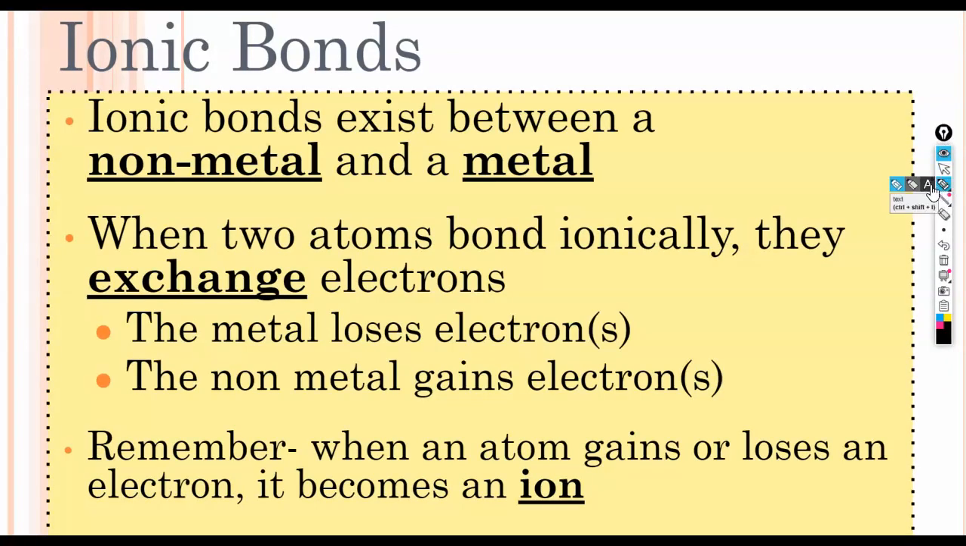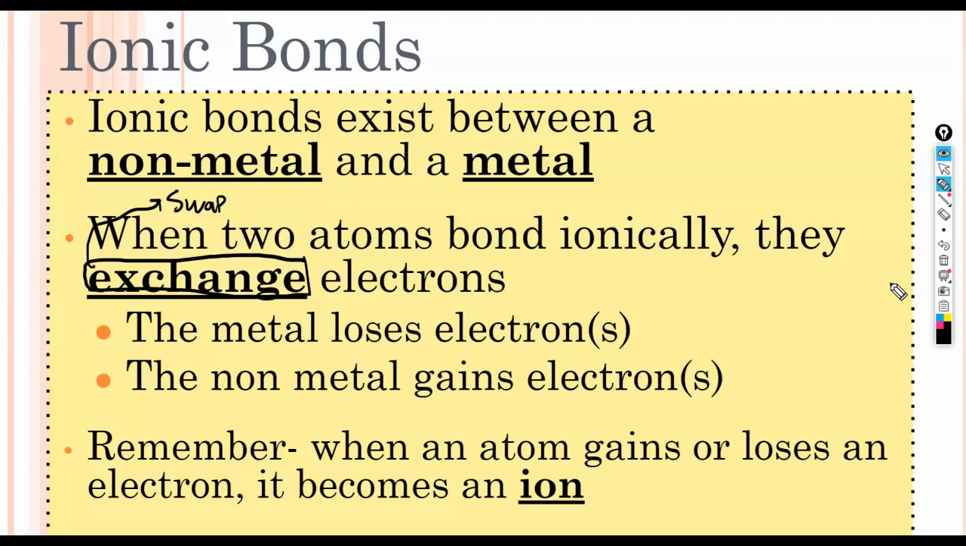Okay, so ionic bonds exist between a nonmetal and a metal. You should have already labeled your periodic table with metals and nonmetals, but ionic bonds don't exist between nonmetals and nonmetals, only nonmetals and a metal. In other words, you typically have one thing on the left side of the periodic table, which is a metal, and then one thing on the right side of the periodic table, which is a nonmetal. And the way an ionic bond works is that the atoms actually exchange electrons. Another word for exchange is swap.